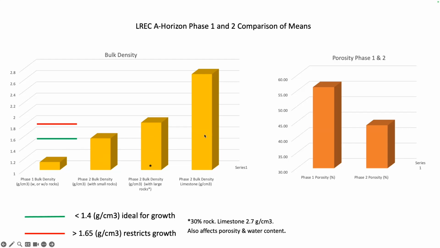And then on the far right here is, if you look at just the rocks themselves, they obviously have a very high bulk density and very low porosity and very low water content. So if half your profile is rock, you're looking at quite some density and very hard to get anything growing in it. Then also your porosity decreased quite a bit, but this is also excluding the big rocks.